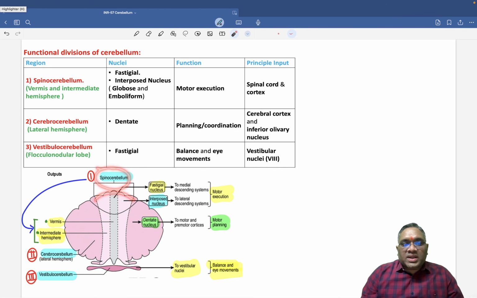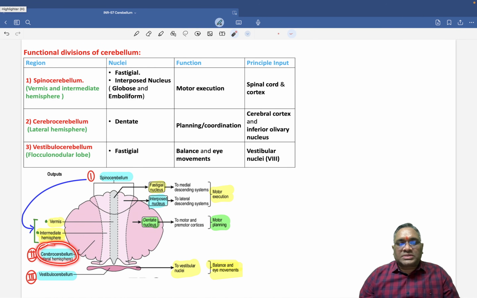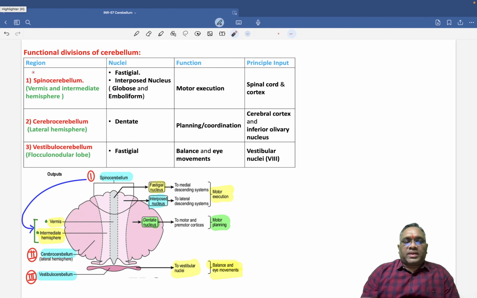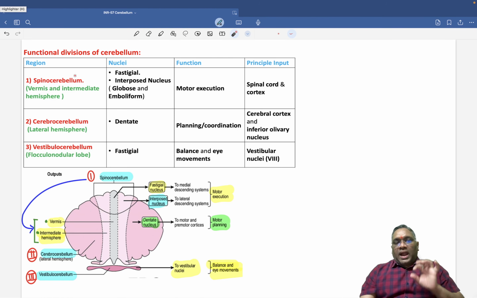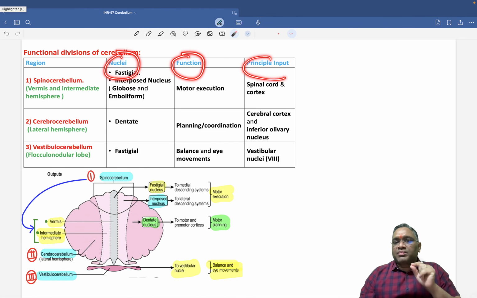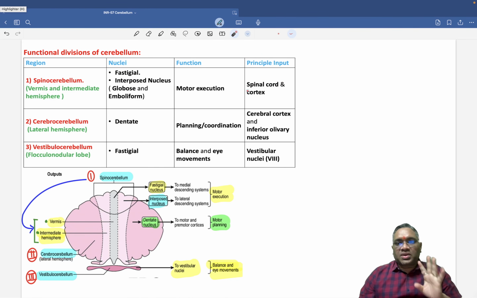You understood? What is cerebrocerebellum? It is the lateral part. And what is vestibulocerebellum? It is the flocculonodular lobe, right? Now what I want to say is that the functional division of the cerebellum, its association with the nuclei, its function, and its principal input are the three important points which the examiner asks in the exam.